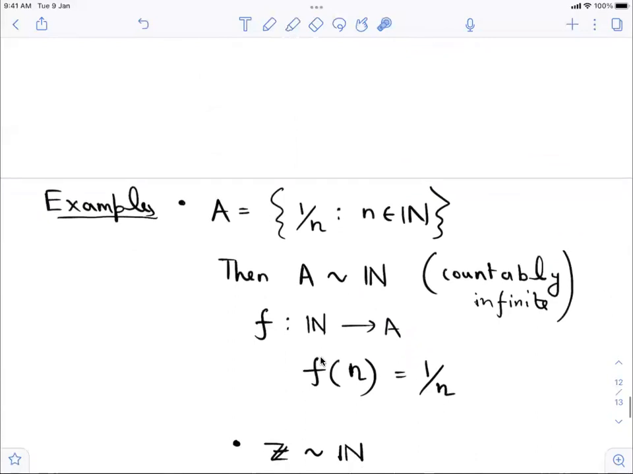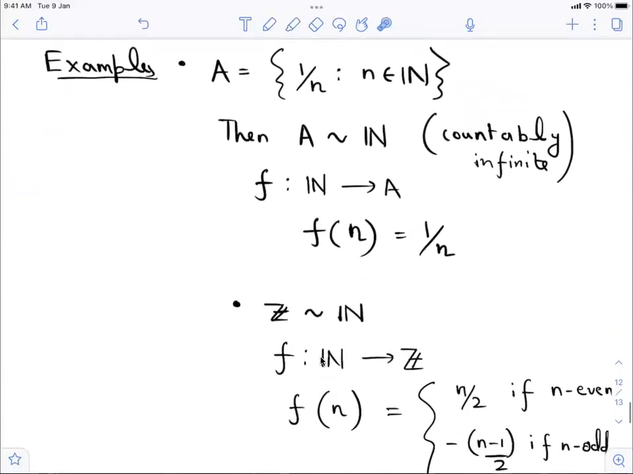Okay, so some immediate examples. The set of the reciprocals of natural numbers. This is an example of a countable set. And this is intuitively clear why this is countably infinite, because there is an obvious map from N to A given by f of n equals 1 by n. And it's easy to check that this is a bijective map.